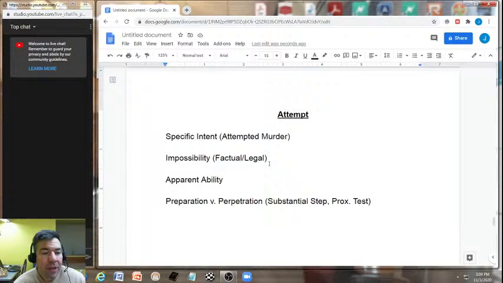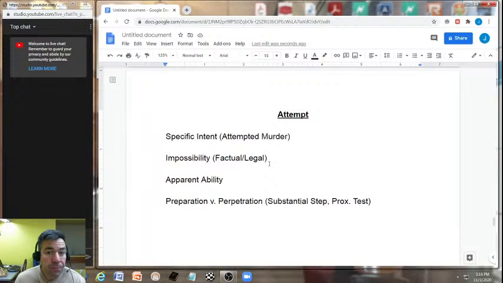Now, impossibility. Impossibility comes in technically 2 flavors: factual impossibility and legal impossibility. Factual impossibility is the one where the criminal defendant thinks that a set of facts is going to go one way, when in actuality it goes the exact opposite. So that would never supply a defense for the criminal defendant. Factual impossibility is never a defense.